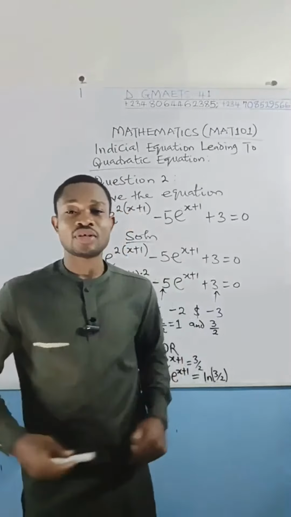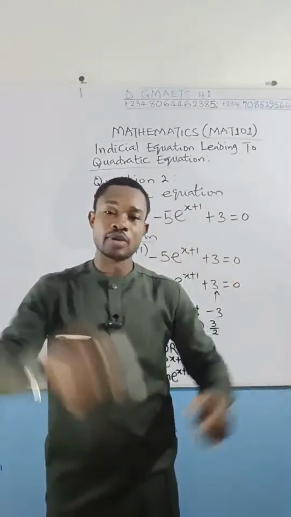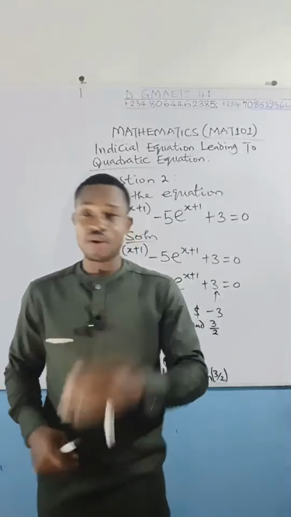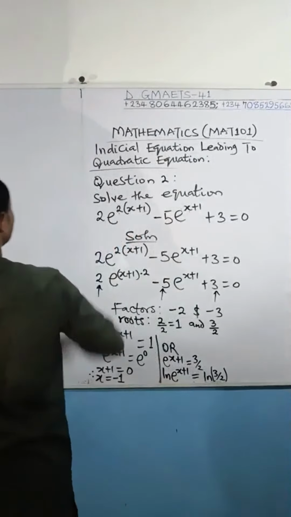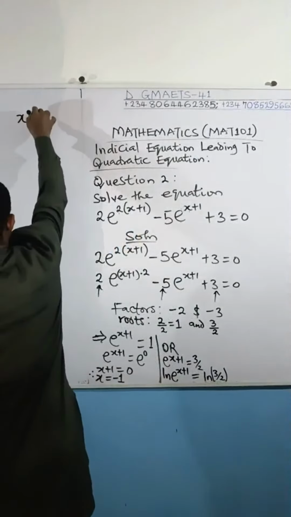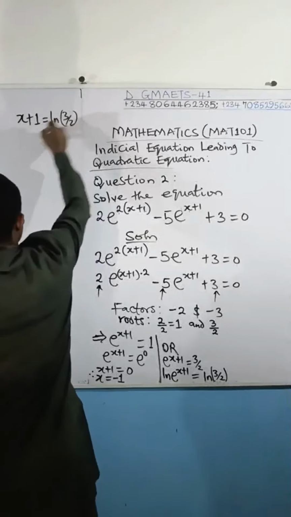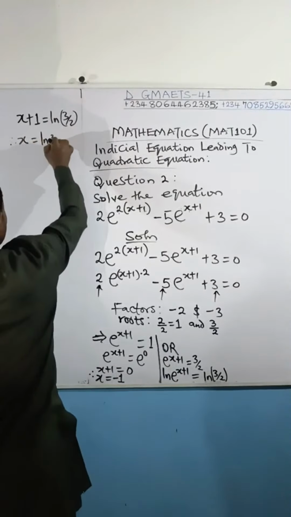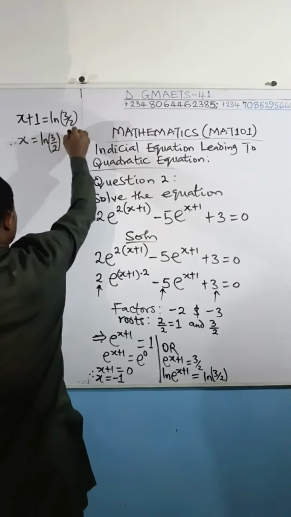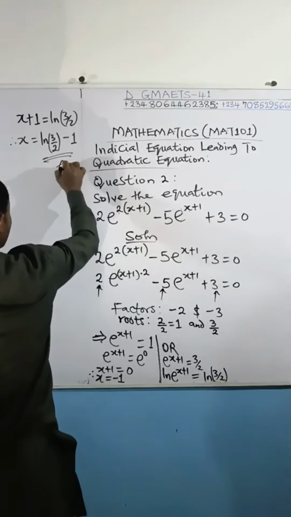That's what happens here. The same thing, if you have ln, I want to remove the ln, you take exponential. So if you're not aware of that, I have told you. So from here, the exponential and the ln will disappear. You'll be left with x plus 1, and then that will be equal to ln 3 over 2. And from here, the value of x will simply be equal to ln 3 over 2 minus 1. That is the second value of x.